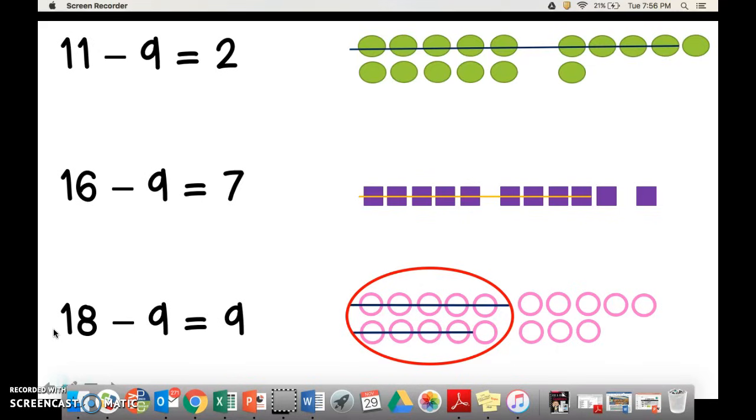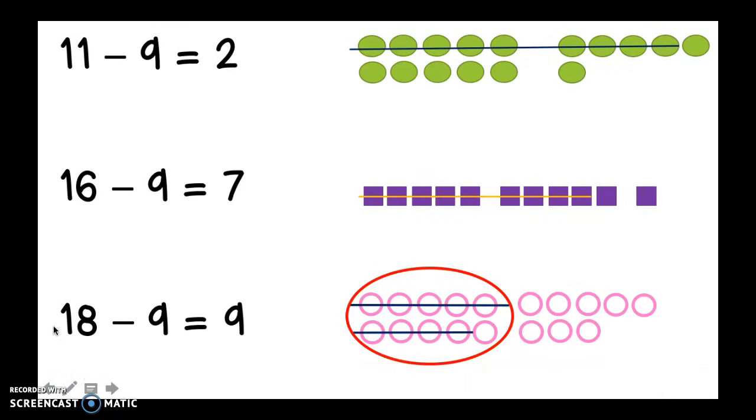We're going to look for the picture that matches 16 minus 9 equals 7. All right, I think we found it. Oopsie. Push the wrong button. That one was already done. So I know it's either the green circles or the pink circles. I think it's the green circles. Let's count and double check. 1, 2, 3, 4, 5, 6, 7, 8, 9, 10, 11, 12, 13, 14, 15, 16.